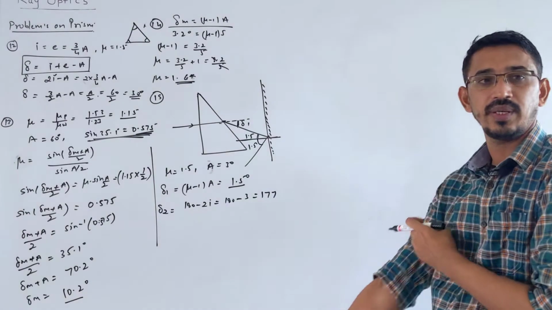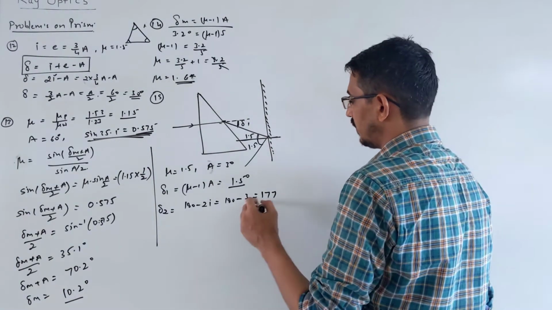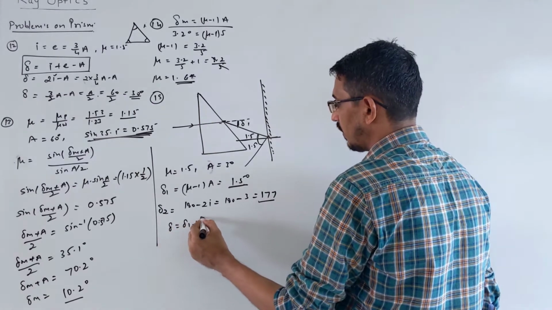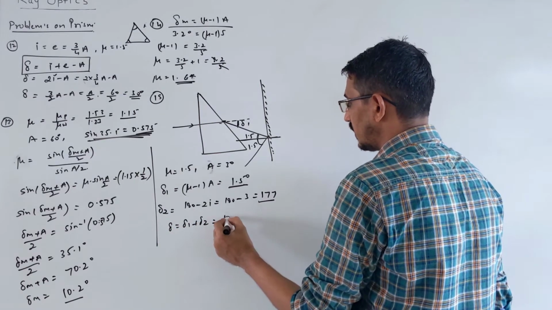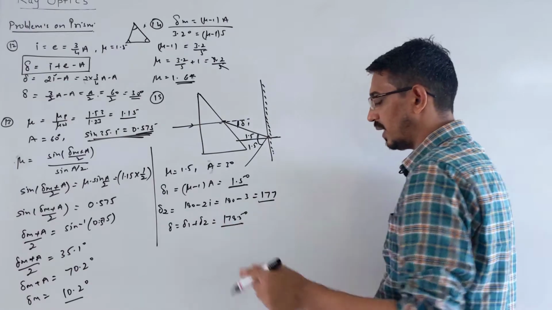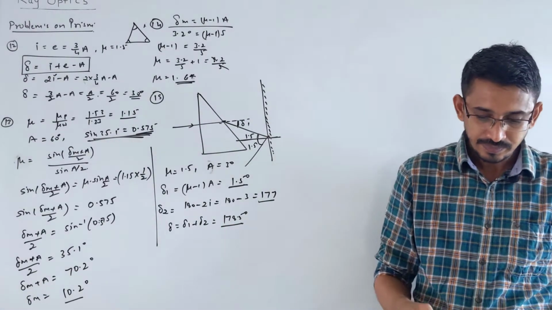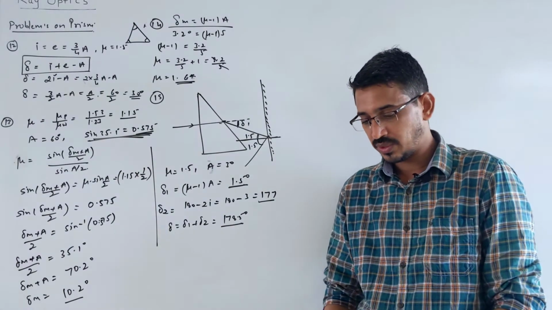177. Correct only? Okay, so what is the net deviation? This plus that. So net deviation will be what? Obviously del 1 plus del 2. So 177 plus 1.5 means 178.5 degree. That will be your net deviation. Hope you understood this? Yes. Okay, move on to the next question.